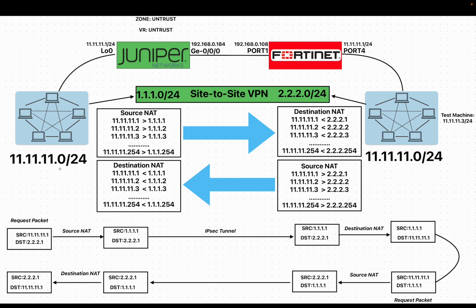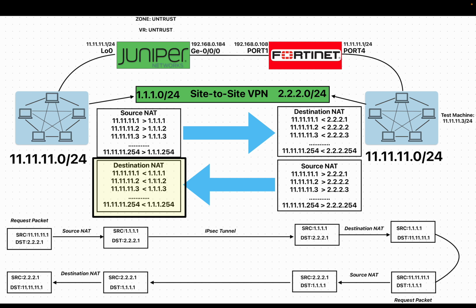For example, if you are initiating the traffic from 11.11.11.0/24 from behind the Juniper device, the source 11.11.11.0/24 will get translated to the IP pool 1.1.1.0/24 in sequential manner from the first IP until the last IP in the pool that we will be defining. So for example, 11.11.11.1 will be translated to 1.1.1.1, and 11.11.11.254 will get translated to 1.1.1.254. This is for the source NAT.